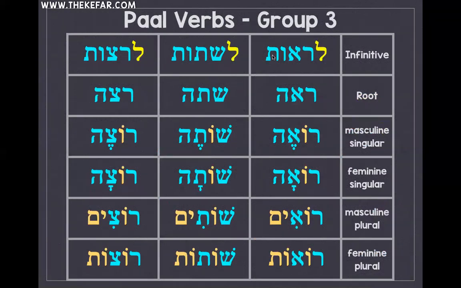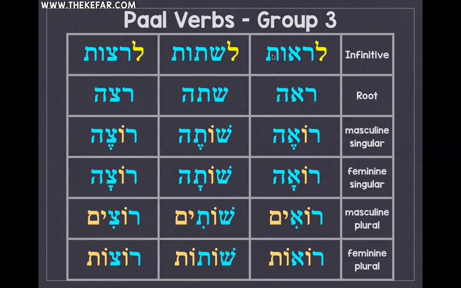Masculine singular, our sound pattern is o'eh, which we hear in ro'eh, shoteh, and rotzeh. Our feminine singular sound pattern is o'ah, and we hear that in ro'ah, shota, rotza. Our masculine plural sound pattern is o'im, and you hear that in ro'im, shotim, rotzim. And feminine plural sound pattern, o'ot, like ro'ot, shotot, and rotzot.